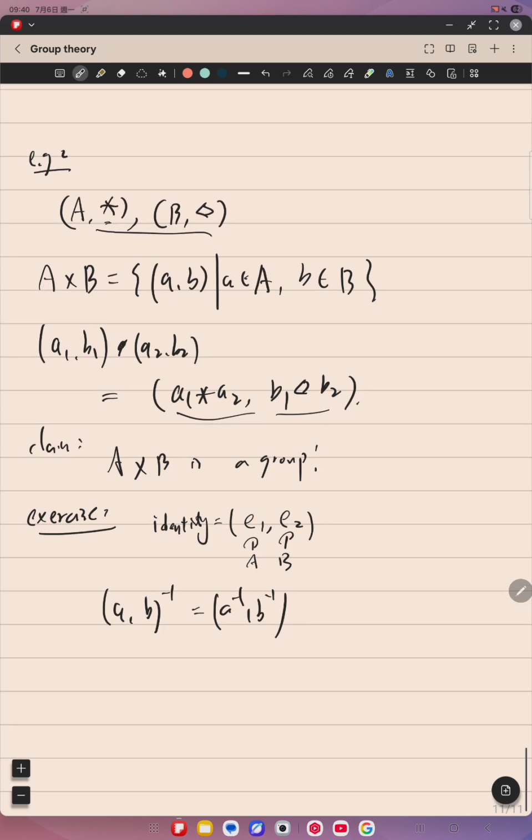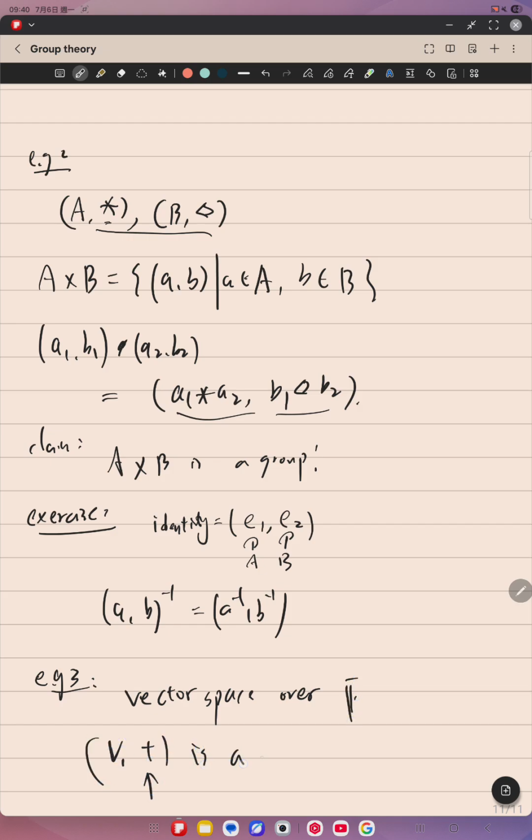Okay. And also a third example: if you consider any vector space over a field, then you consider the addition of vectors, which is a group. It's a group, and moreover it is abelian. Okay, so now we go to the next definition.